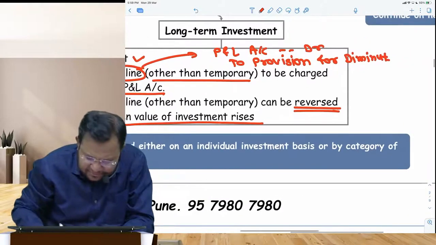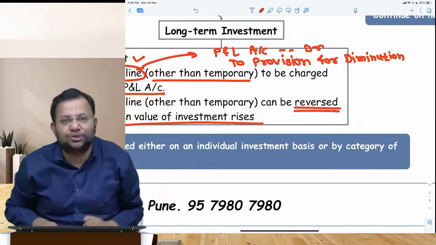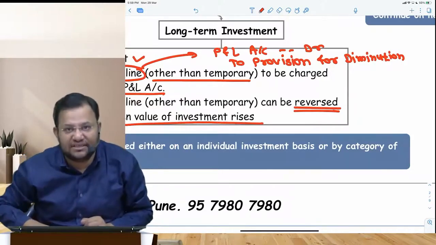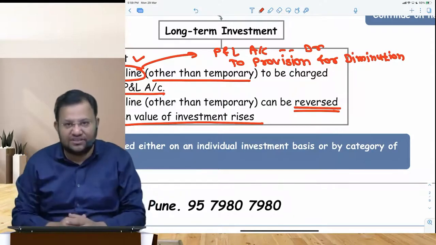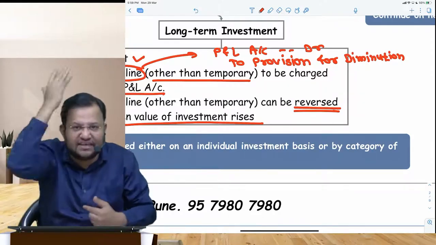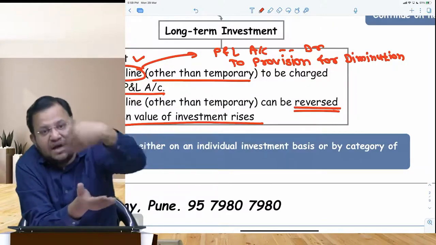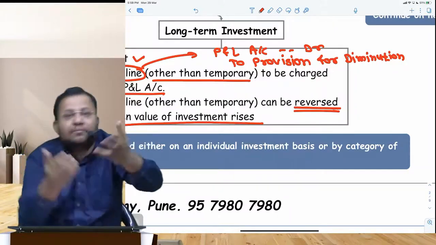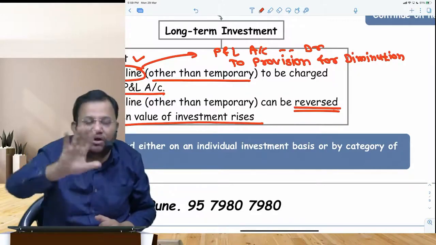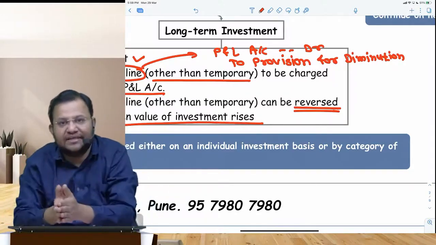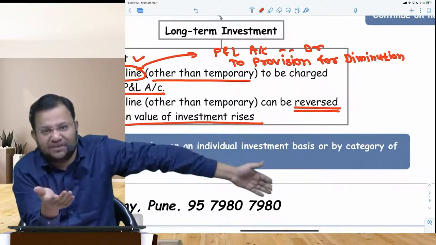Now, sometimes the evidence of decline may be available to you after the accounting year is over. My accounting year as an investor ends on 31st March. I had invested in some company. There was a decline on 31st March in the value of that company, but I came to know about the decline in the month of May for that year. May 2021, I come to know about a decline which had already taken place on 31st March.